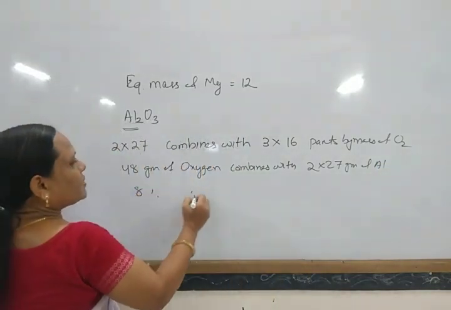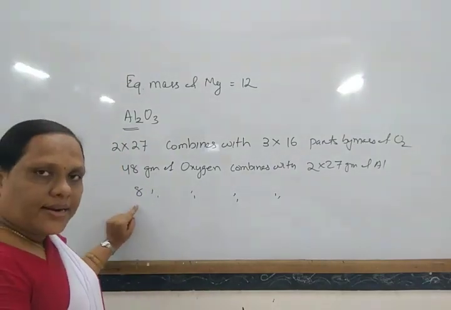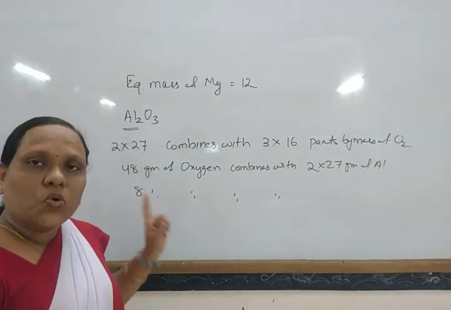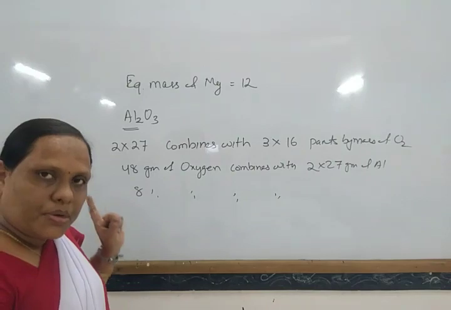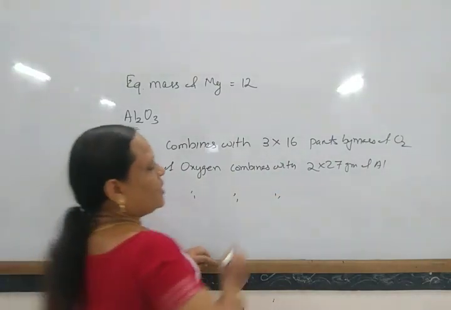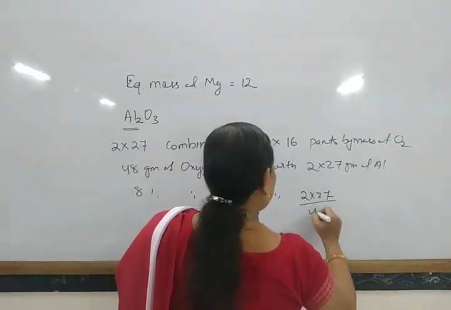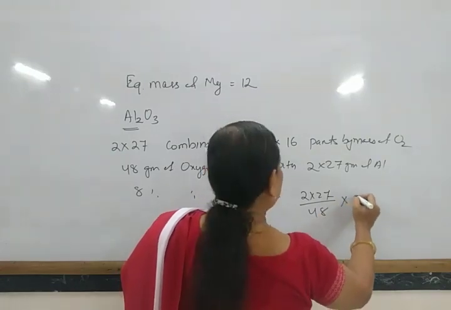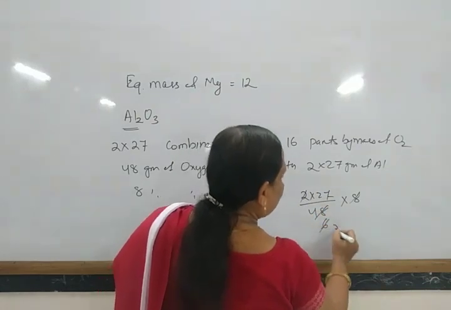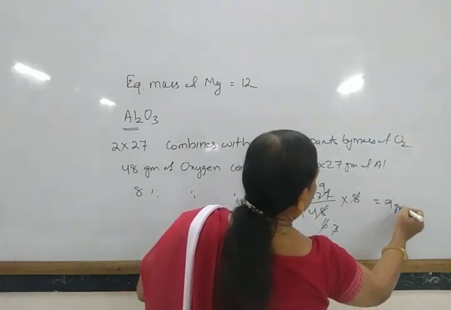Similarly, whenever we consider with respect to oxygen, it is 8 gram. With respect to hydrogen, 1.008, and with respect to chlorine, 35.5. Remember it. So 8 gram of oxygen combines with how many grams of aluminium? That is equal to 2 into 27 by 48 into 8. That is equal to 9 gram.